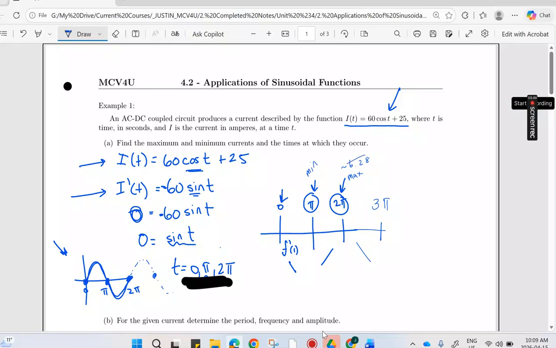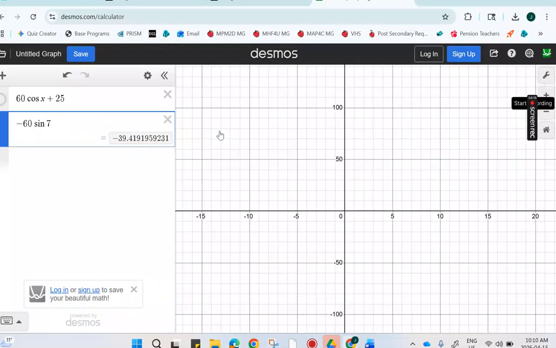Find the minimum and maximum currents and the times at which they occur. They occur at pi and 2 pi. So, minimum at t equals pi. I don't know the y value yet, but I'm going to solve that in a second. And maximum at 2 pi. Again, I don't know what the y value is yet. How do I solve that? Just by plugging it back into the original, not the derivative.